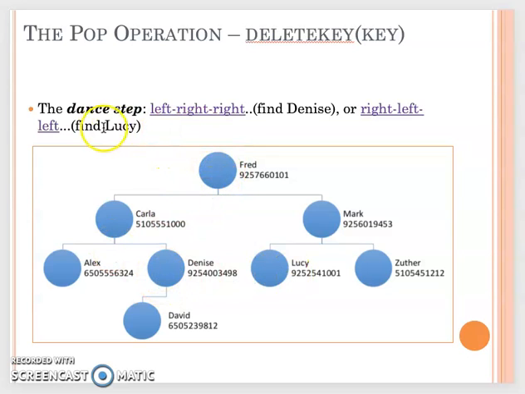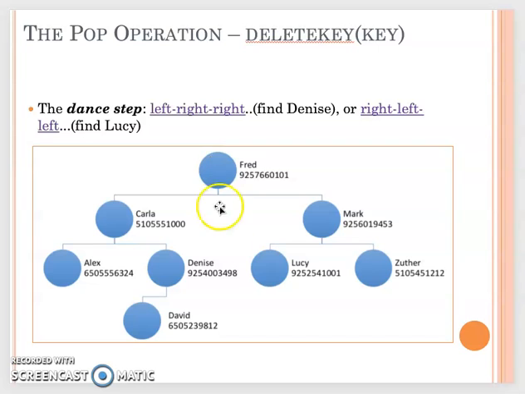Try to see the dancing step, where you find the smallest one from the right tree or the greatest one from the left tree. Here we want to promote from the right-hand side, right? So after we find Lucy, since earlier we already saved this node, if Lucy is the last one on the left-hand side, then we just overwrite Fred's information with Lucy.